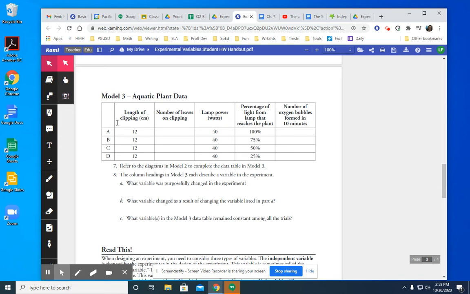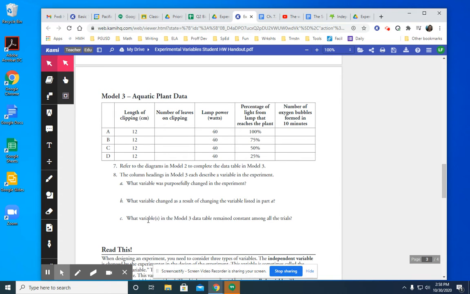The column headings in Model 3 each describe a variable in the experiment. Okay, these are the headings. What variable was purposefully changed in the experiment? So which of these 5 variables was changed? What variable changed as a result of changing the variable listed in Part A? So what else changed? One of these variables was changed in the experiment, and that caused a change in another variable.